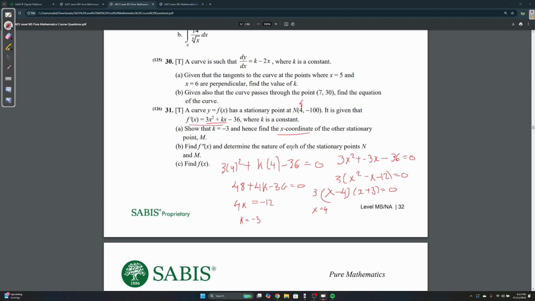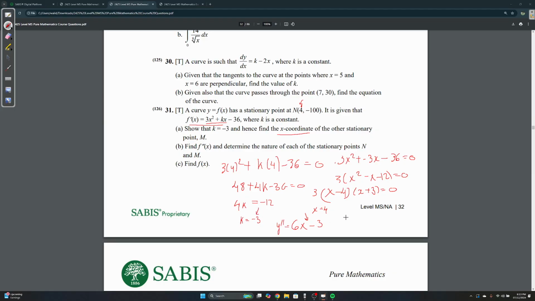Find the second derivative and determine the nature of each of the stationary points N and M. And then they're saying find f of x. Okay, find the second derivative. So you derive this again. The second derivative, you just derive it again, right? So 3x squared, derive it, it's going to become 6x. Minus 3x will become minus 3. Minus 36 becomes 0. So 6x minus 3, right? This is the second derivative. Determine the nature. What do we do?